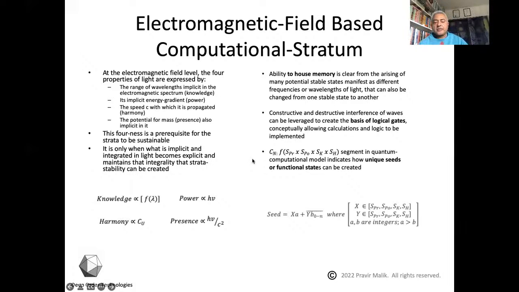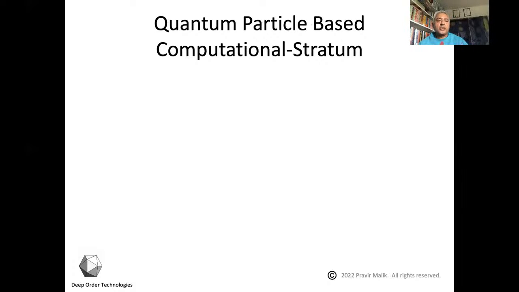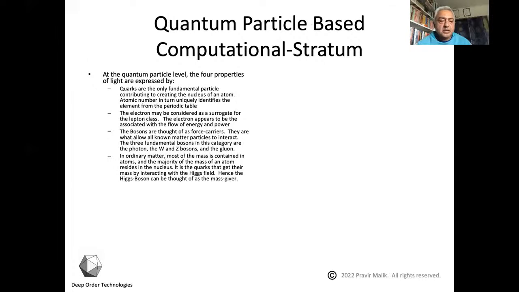So we therefore have this ability for memory to arise, for logical gates to be created, and for an infinite number or a large number of unique seeds and functional states. And therefore, we may say that this stable stratum can become computational stratum. So now moving more quickly through the next few layers, when we think about quantum particles following a similar logic, we may say that we have quarks, leptons, bosons, and the Higgs boson, which classify all quantum particles.